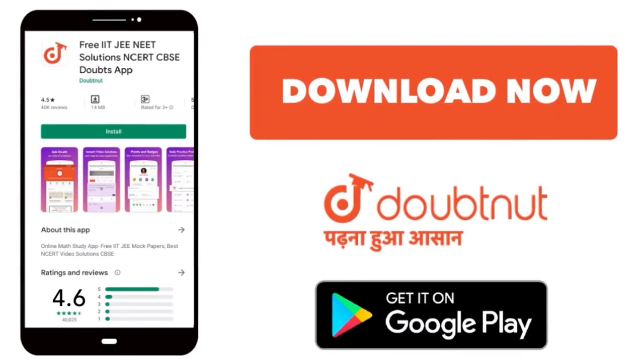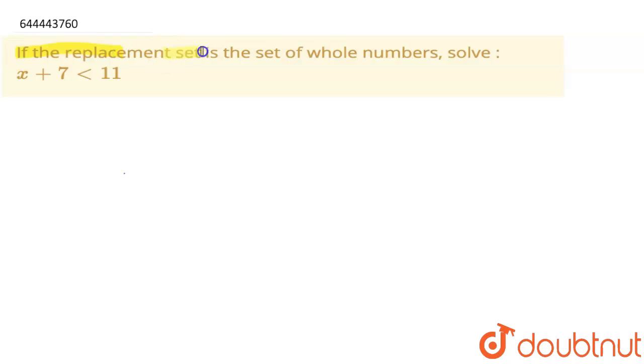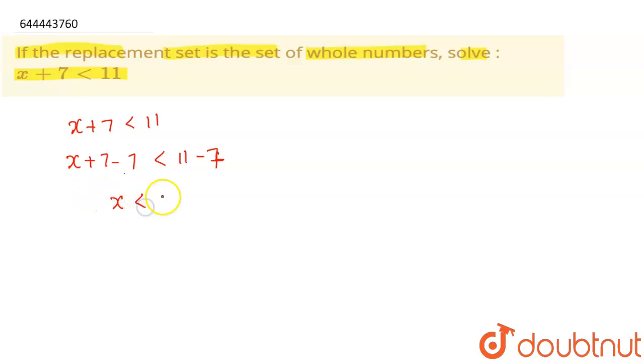Download Doubtnut app today. So hello my dear students, if the replacement set is the set of whole numbers, solve x plus 7 is less than 11. Okay. So how can we solve it? We have the given value x plus 7 is less than 11. So if I subtract 7 on both the sides, here x plus 7 minus 7 is less than 11 minus 7. So the sign of inequality will not change. Okay. So here x is less than 4.